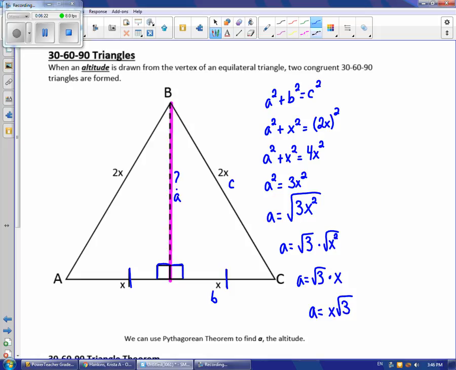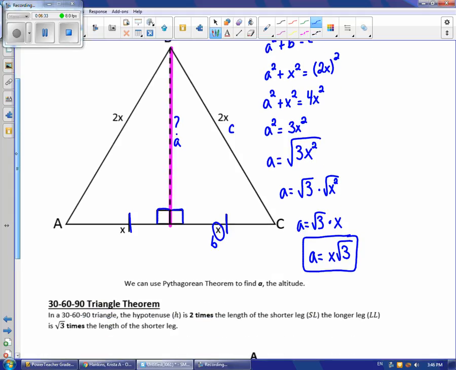So my altitude is x times the square root of 3. And if you notice, it's this smaller side here times the square root of 3. And that's going to lead us to the theorem we have about the sides of a 30, 60, 90 triangle.